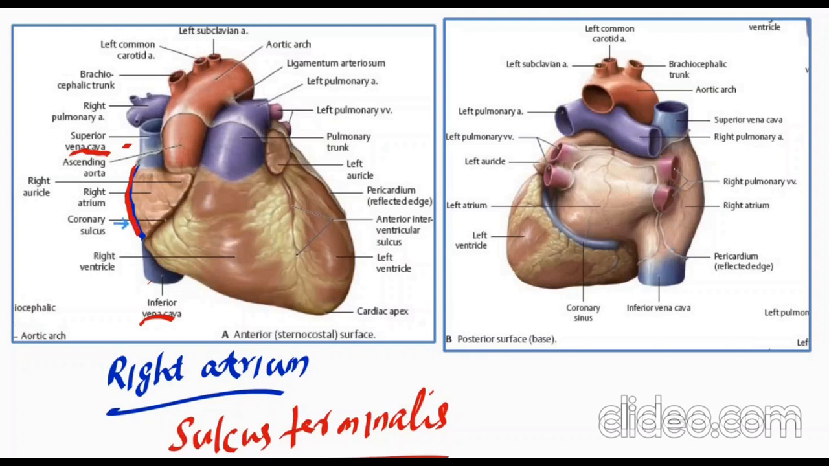This right atrium has a small prolongation towards the left, which is known as the right auricle. The right auricle is directed towards the left side, and it lies over the ascending aorta and the starting point of the pulmonary trunk.